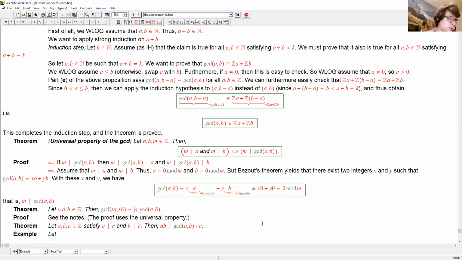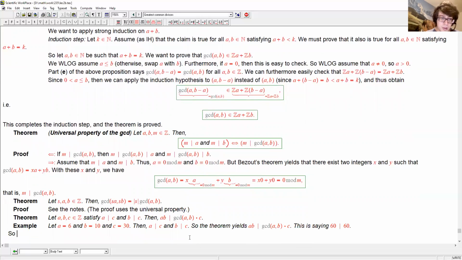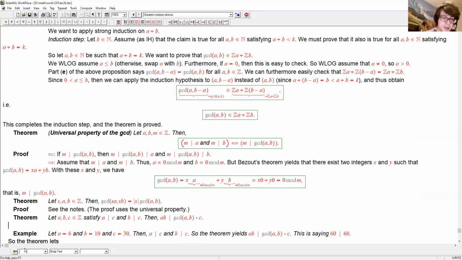Here is an example. A is 6, B is 10, C is 30, so A divides C and B divides C is pretty easy to check. So the theorem yields that AB divides GCD of A, B times C. And this is saying that 60 divides 60. So this is an equality despite these two not being equalities. So the theorem here, and I'm leaving the proof again, which is in the notes. I'm leaving it to you. It's not hard to find.